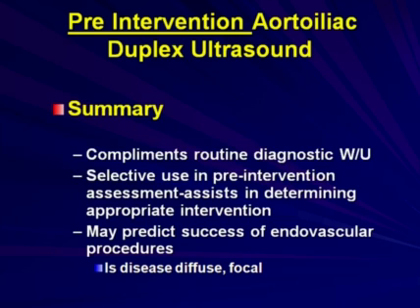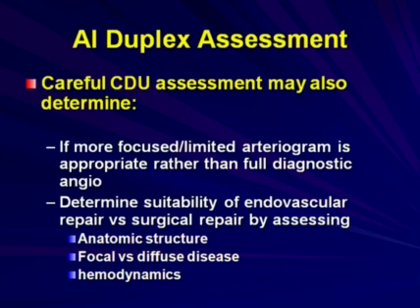In summary about pre-intervention aortoiliac duplex ultrasound, it complements the routine diagnostic workup. It's good for selective use in pre-intervention assessment, and it may assist in determining appropriate intervention, particularly for endovascular interventions, and it may be able to predict the success of endovascular procedures, specifically by looking at whether the disease is diffuse or focal. If it's really vastly diffuse, this patient may not be a candidate for endovascular intervention. We can also determine if a more focused or limited angiogram is appropriate rather than a full diagnostic angio.